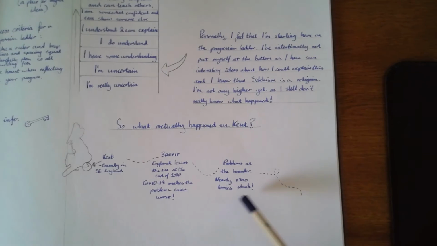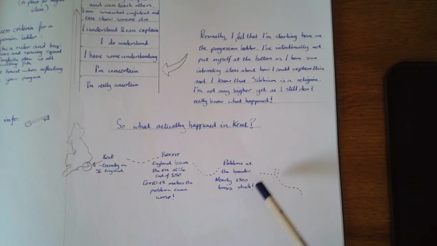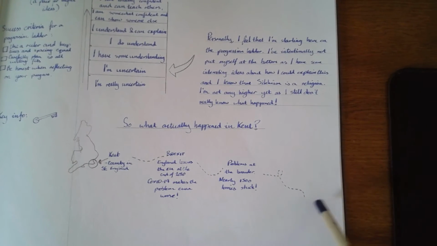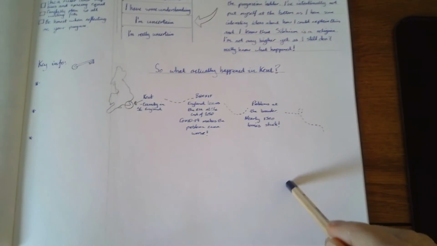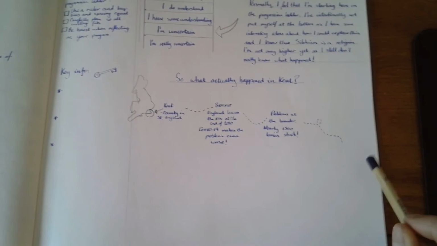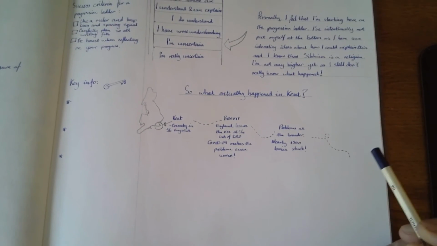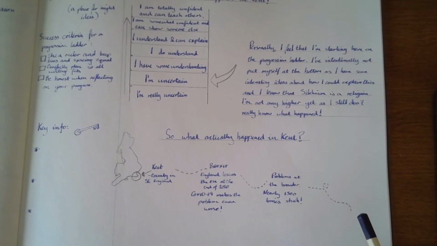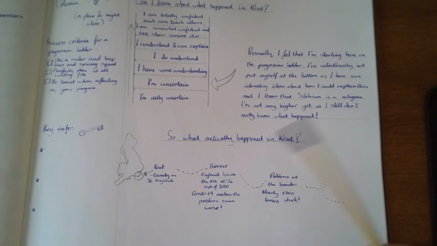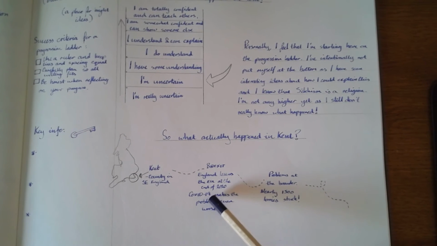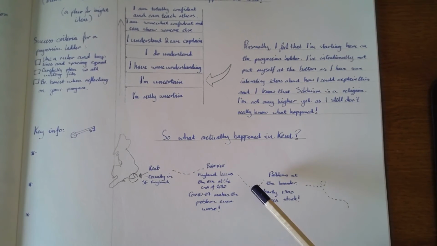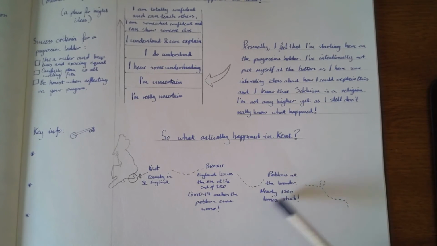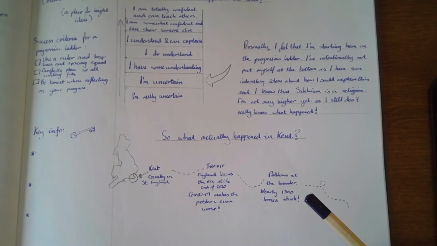Problems at the border, nearly 1,500 lorries stuck. And then I'm going to go on and explain what happened as we go through, and down and down. Okay, and we'll have learned all of these sections from our lesson today in terms of understanding what actually has happened in Kent. Feel free to pop little doodles around here if you want to. If you are going to add anything like that to it, though, make sure it's appropriate and actually fits in with the subject that we're doing.